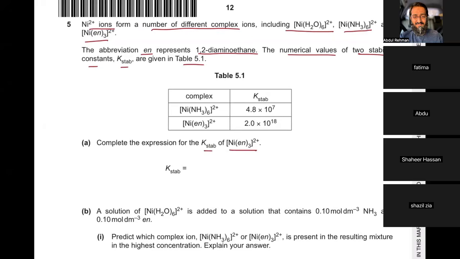So I have told you earlier, when you have to write the K_stab for any complex, remember the equation for that complex being made from water and then make its Kc expression, so that will be its K_stab. So in the numerator, we are going to have the concentration of Ni(en)3, and in the denominator, we are going to have the nickel hexaaqua complex and the concentration of en to the power 3.